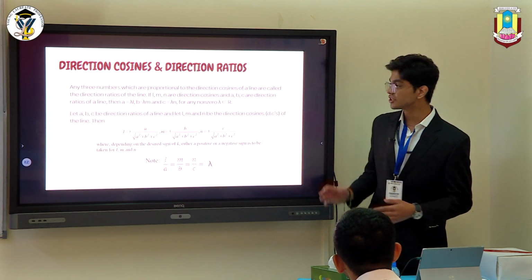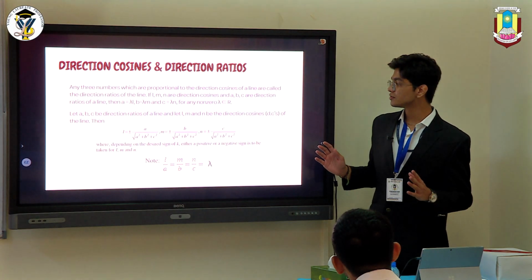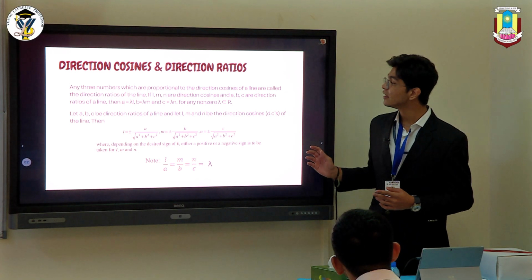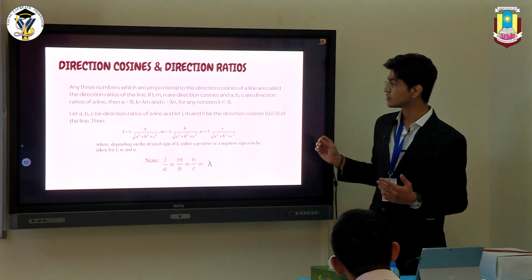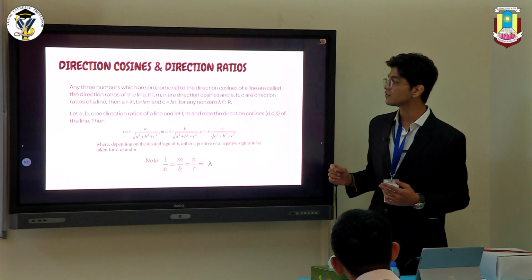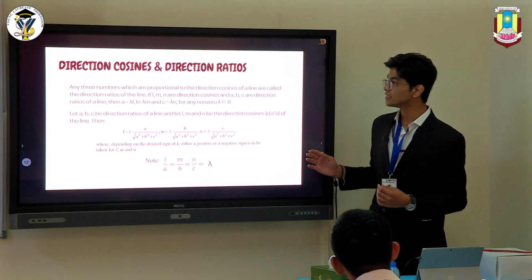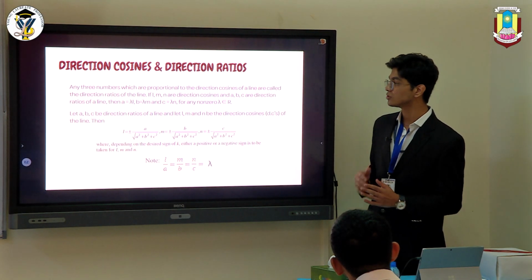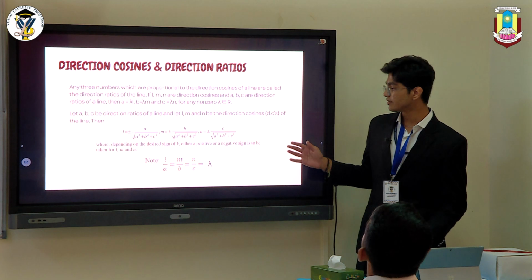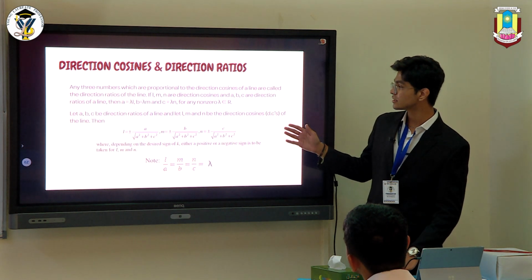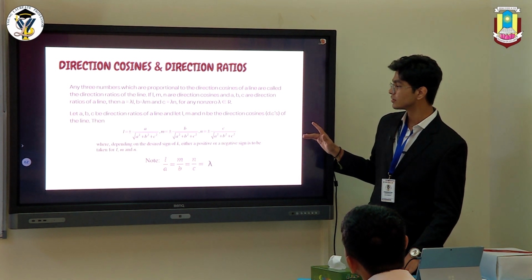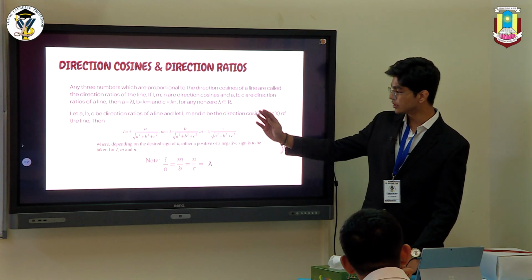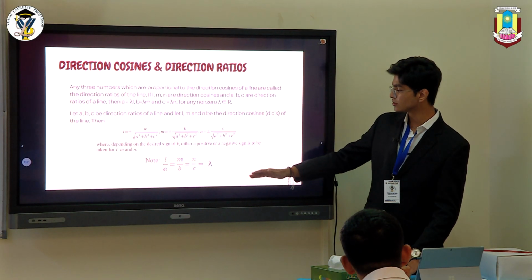Next we have the direction ratios. So let us take any three numbers which are proportional to direction cosines of a line. These are called the direction ratios of the line. If we take l, m and n as the direction cosines and a, b, c as the direction ratios of a line, then a is equal to lambda l, b is equal to lambda m and c is equal to lambda n for any non-zero lambda which belongs to R. So here we have a small equation given that is to find the direction ratios using direction cosines. And here we have the relation between them. So if you do the direction ratios divided by the direction cosines, you are going to get lambda.